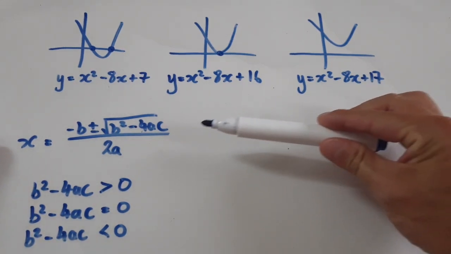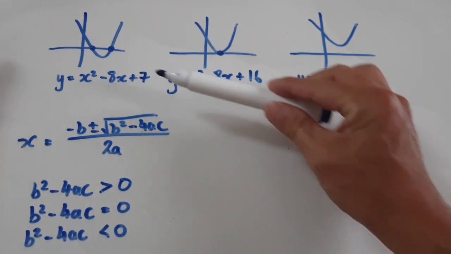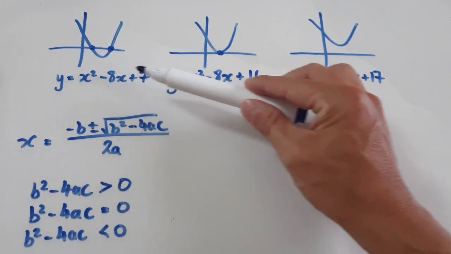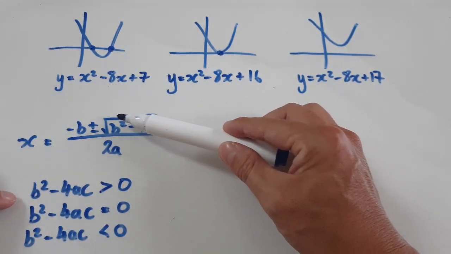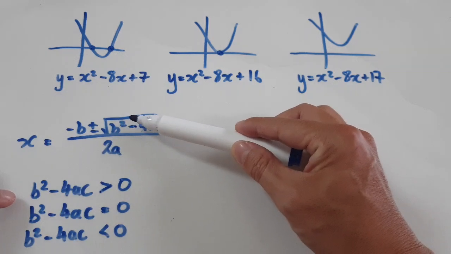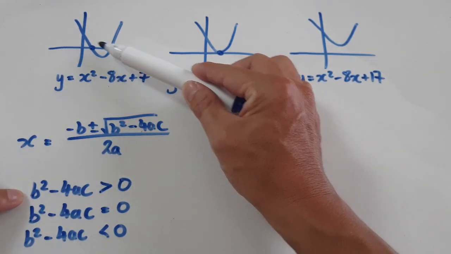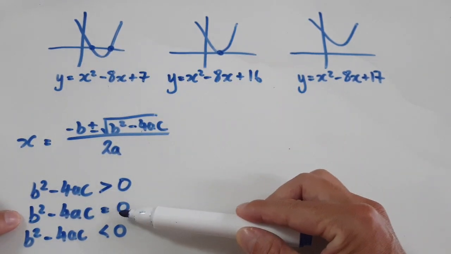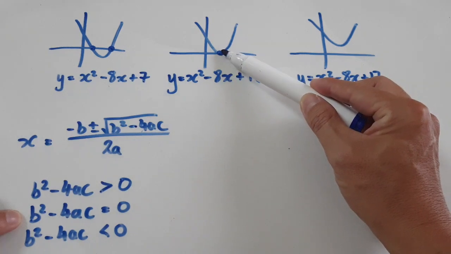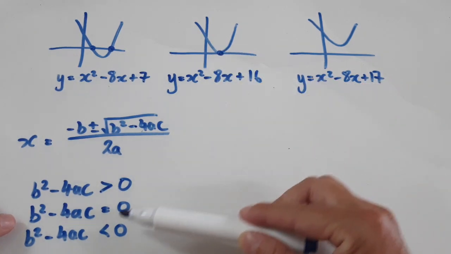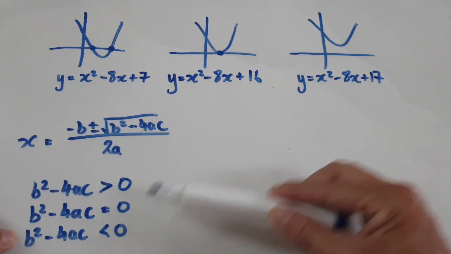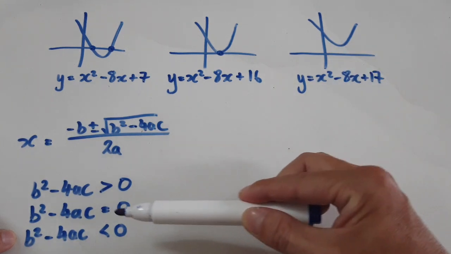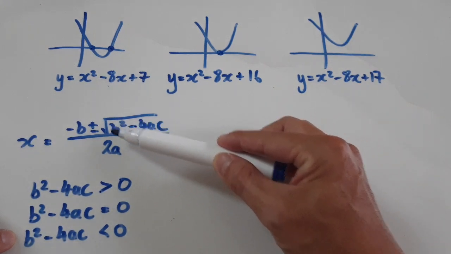I'm expecting you to know this quadratic formula. So whenever you get a quadratic, you can find the two roots by using this formula. If the discriminant, that's the thing in the square root, is bigger than 0, then you're going to get two solutions. If it's equal to 0, then there will be one solution. And if the discriminant is less than 0, you're going to get no solution. So in this video, we're going to try and understand why that's the case.